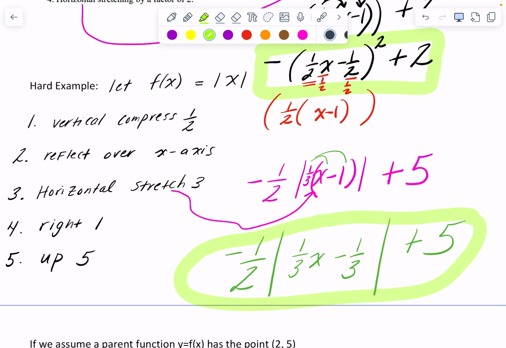If you didn't distribute the 1/3 in, as long as you used parentheses, like the one above it, I could give it to you. Because I'm like, oh, they just didn't distribute it in. And it's fine if you don't. But okay.